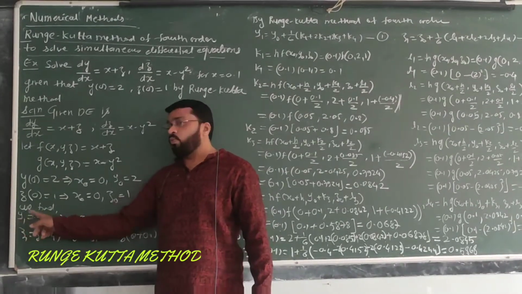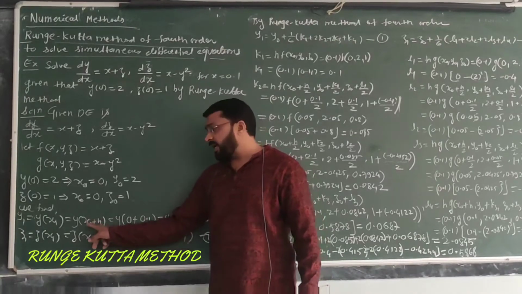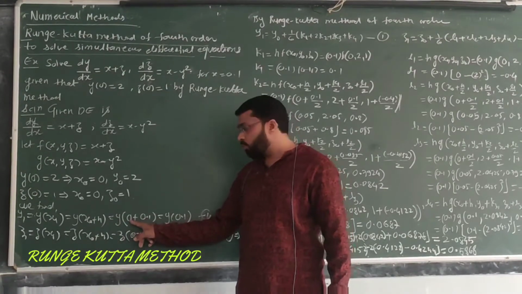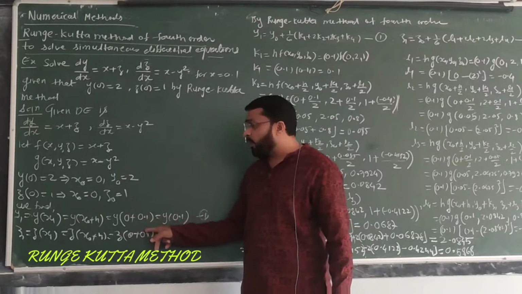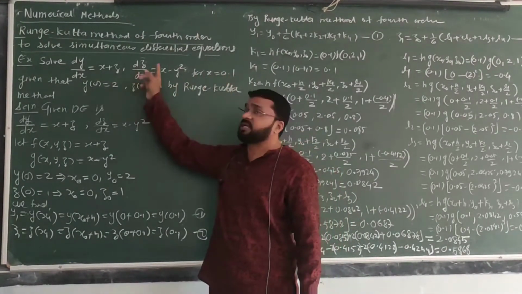y1 stand for what? y of x1. x1 का मतलब होता है x0 plus h. x0 क्या हो गया? It is 0. Okay, and h we take as 0.1. अब हमको देखो निकालना क्या है? For x equals to 0.1 हमें y और z के वैल्यू निकालना है.